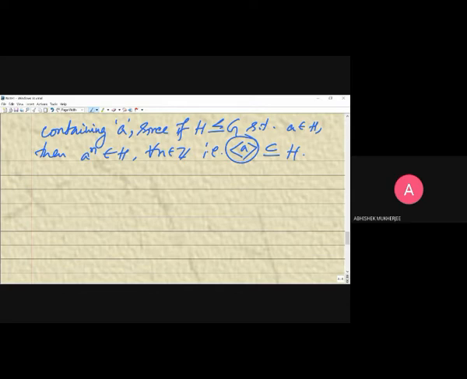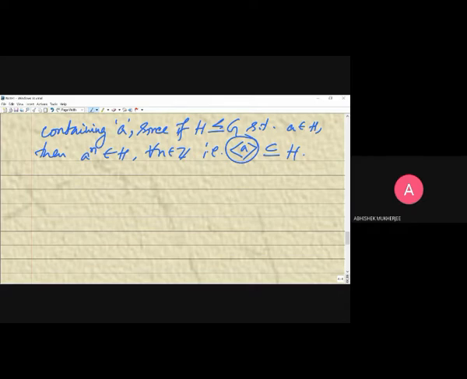Now this observation will lead us to the next discussion. Suppose instead of taking any element, we are considering a non-empty subset in that group. Then how do we generate a smallest subgroup in the group G containing that non-empty subset, suppose capital A? Okay, so that is the question.